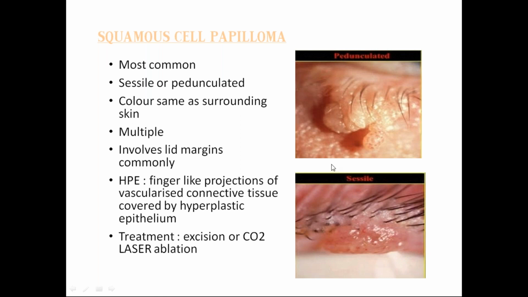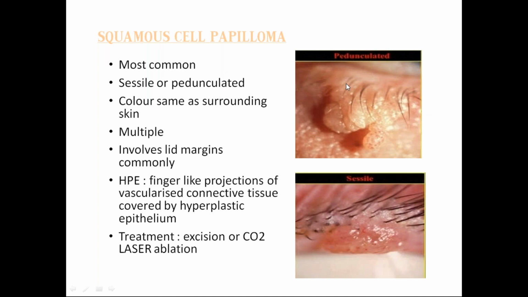It is either sessile or pedunculated. Pedunculated means it has a small root there. Sessile means it is just like a dough which is stuck onto the lid. So sessile is spread in a wider range, and pedunculated has a small stem. So the color is usually same as surrounding. It can be multiple and usually involves the lid margin.